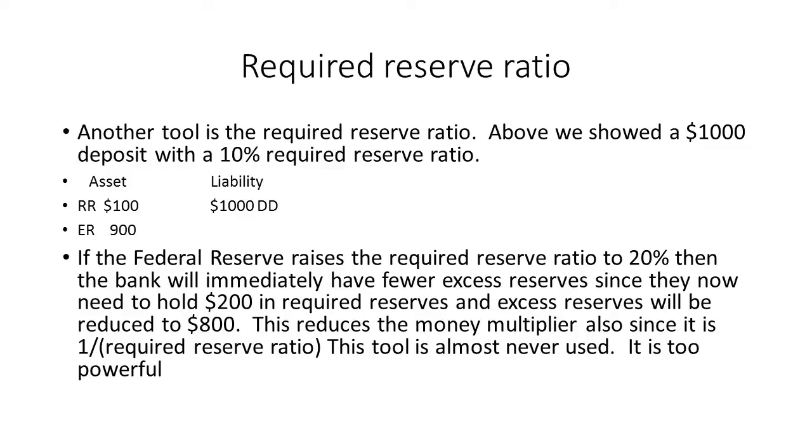So remember, the money multiplier was 1 over the required reserve ratio, where with a 10% required reserve ratio, you have 1 over 0.10 or 10. Now you're going to have a money multiplier of 1 over 0.20 or 5. This really plays havoc in the banking system. It reduces excess reserves. It reduces the money multiplier. This is an incredibly strong thing to do.